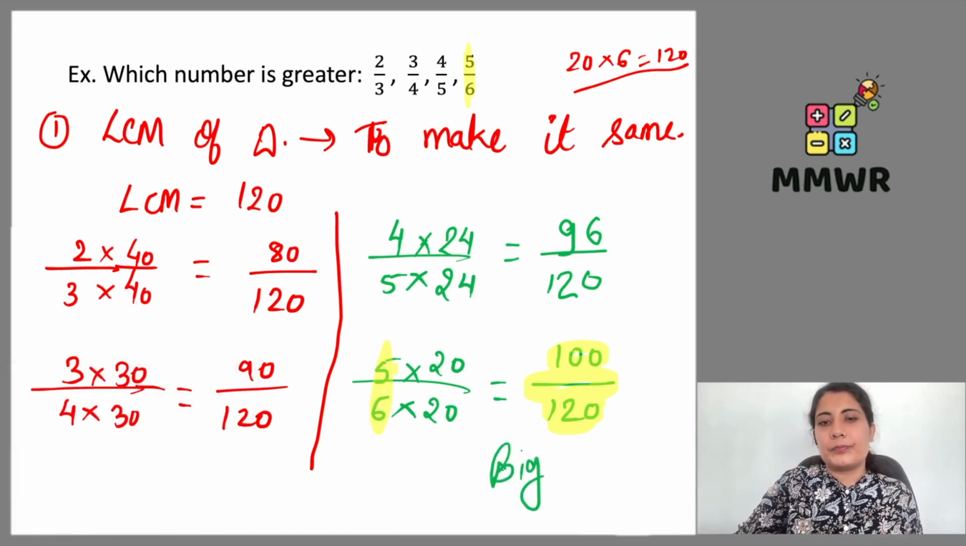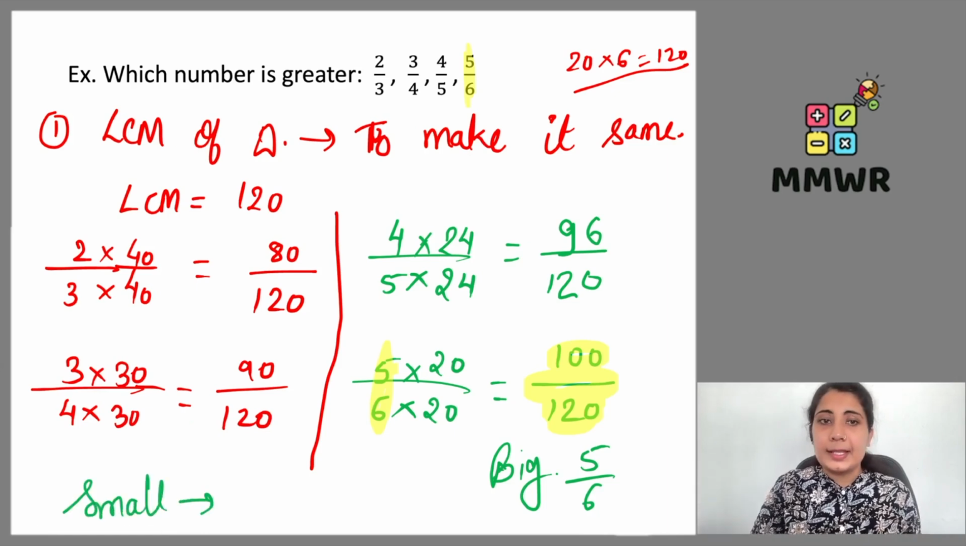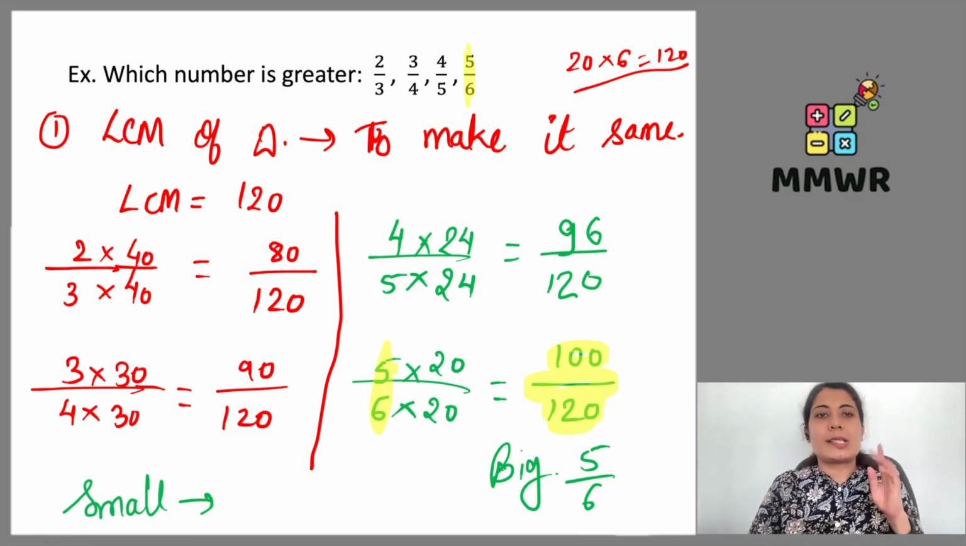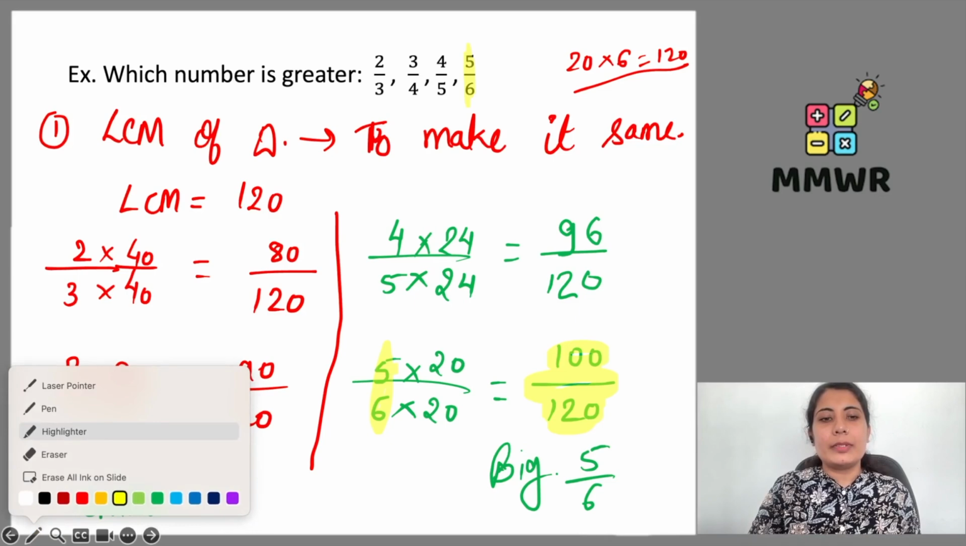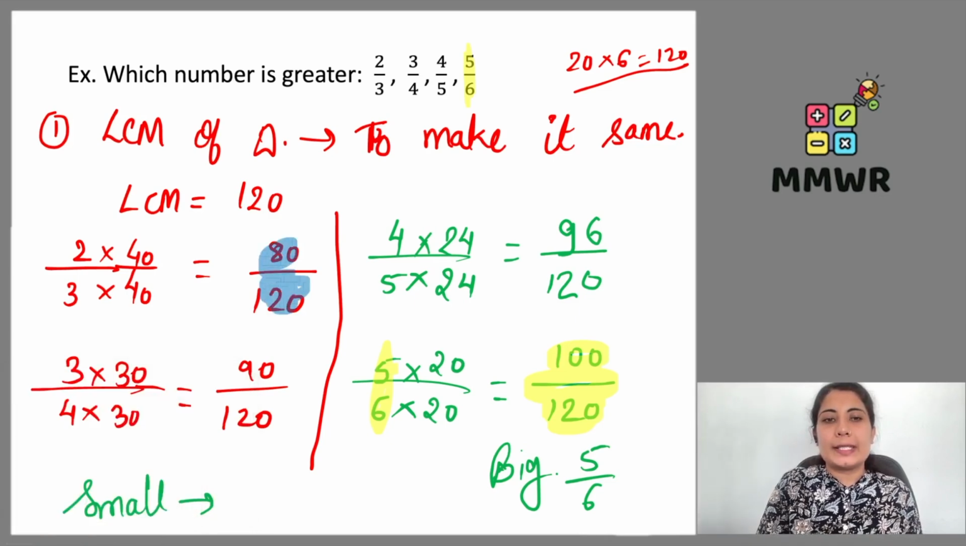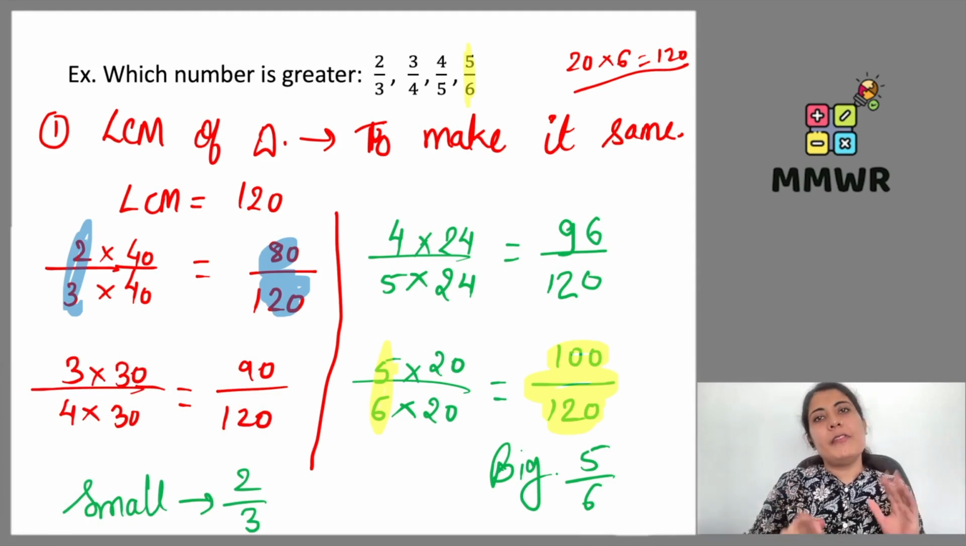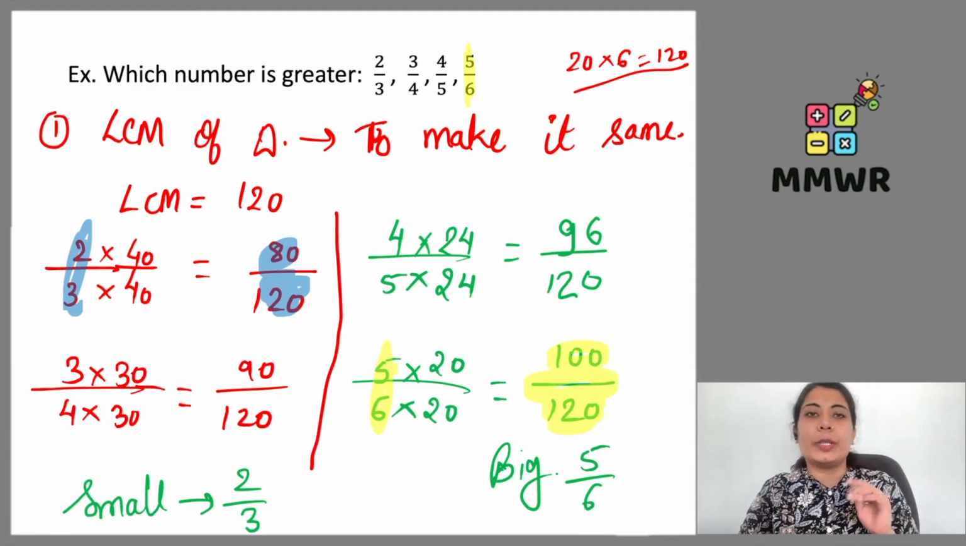Bigger fraction. And the smaller one is 80 upon 120, because among 80, 90, 96, 100, 80 is the smaller one, right? So if 80 is the smaller one, we can easily look for 80 upon 120. That means 2 upon 3. So 2 upon 3 is the smaller fraction. So among all these, we found that small one and the big one.